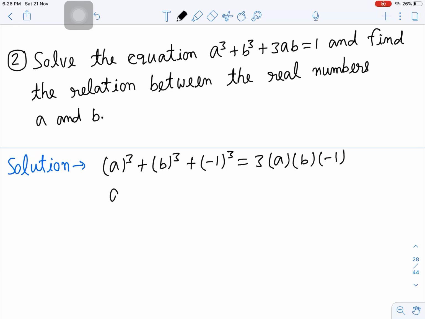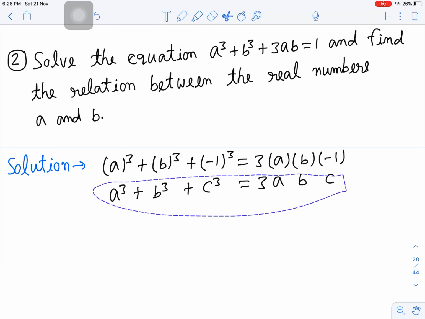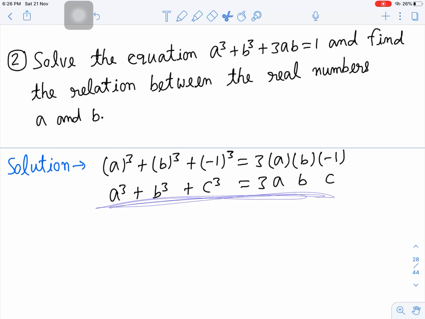Now if you compare this with a cube plus b cube plus c cube equal to 3abc, it is in that form, it is satisfying this equation. Now all of you know very well that this equation will be true only if a plus b plus c equals 0.